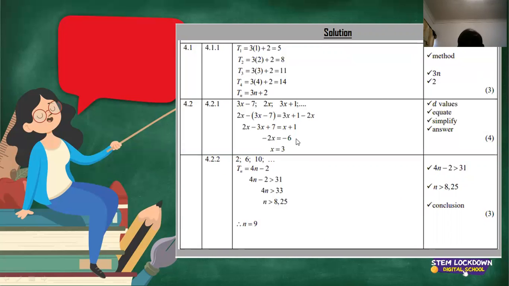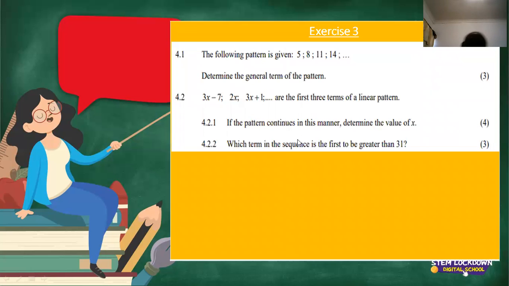1 minus 7 will give you negative 6. So minus 2s equals negative 6, so s equals 3. So the value of our x there is 3.